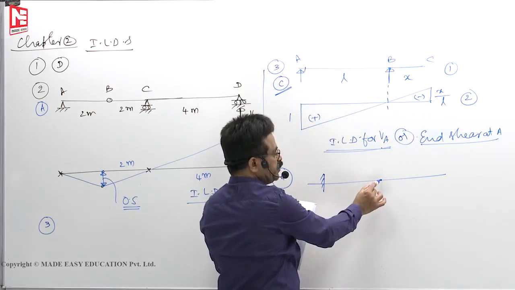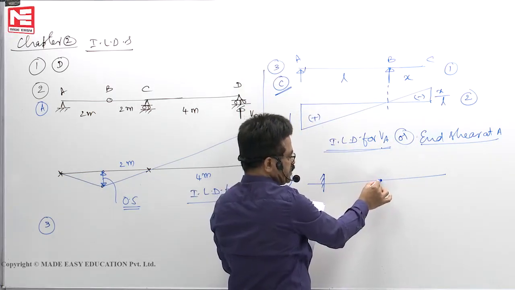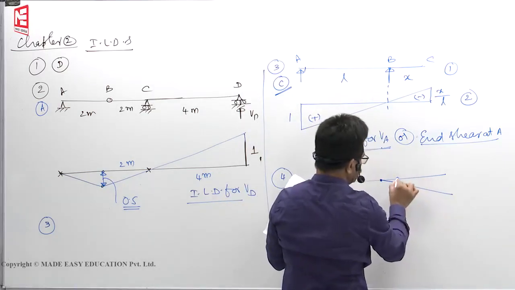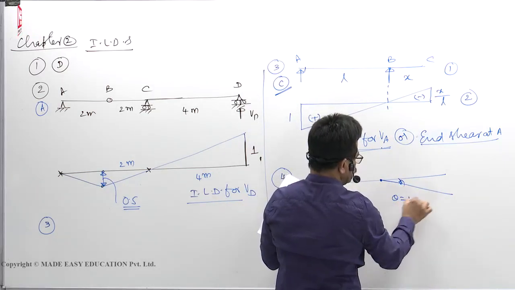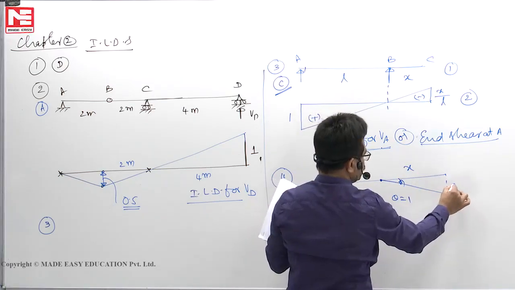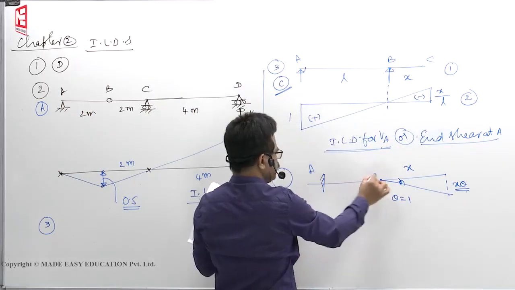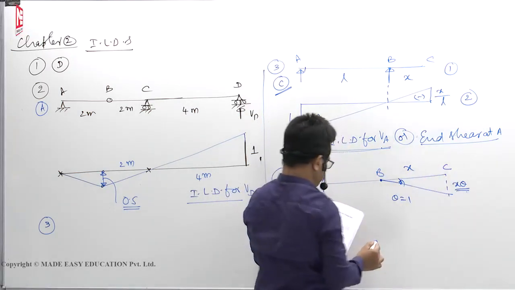you see here, if I want to draw ILD for bending moment here, what you will do? Assume an imaginary hinge and rotate by 1. Theta is equal to 1. Some x distance, let us say, then it will be x theta. Like that. This is the point. Somewhere here B you take it, say.